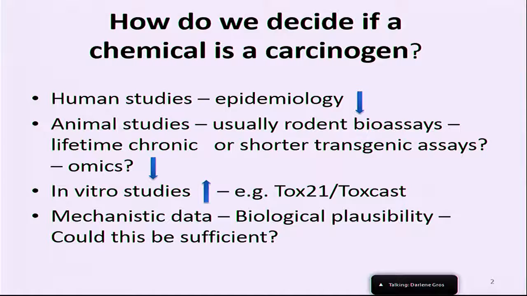Well, traditionally, we've used this approach of using human studies or epidemiology combined with animal studies such as rodent bioassays, lifetime chronic ones or shorter transgenic ones. Now, the problem partly with this is that the number of epidemiology studies of, say, occupational settings and things like this is declining, and the number of rodent bioassays that are being performed by government programs or other entities is also declining. So we're getting less and less information which we rely on.